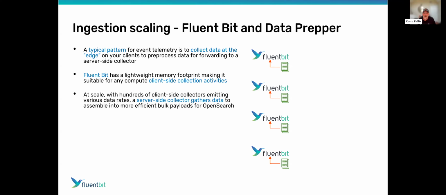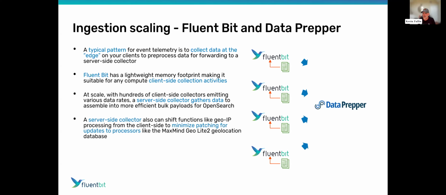But in the end, when you start looking at scale, you need to have that gathering, right? And so the server-side collector can shift the functions where you might have a GeoIP database sitting on Fluent Bit. It really gets painful to push updates to 10,000 containers, and it's better to just do a smaller fleet of DataPrepper instances, or if you're using Fluent Bit as a server-side collector, do the same thing there.